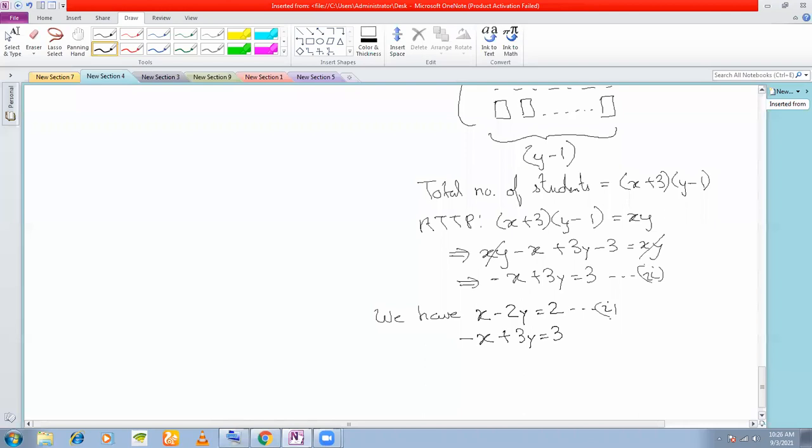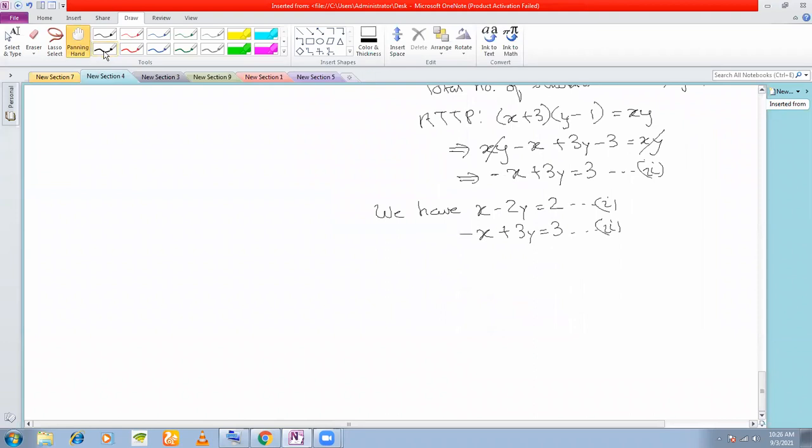If you look at the two equations together, in one you have plus x, and in the other you have minus x. So obviously, if you add the two equations, you will be able to cancel x. So you add the two equations: x minus 2y is equal to 2, and minus x plus 3y is equal to 3. Adding, this gets cancelled. You get 3y minus 2y equal to y, and 3 plus 2 equal to 5. So you get y is equal to 5.